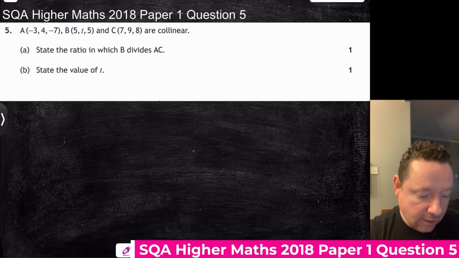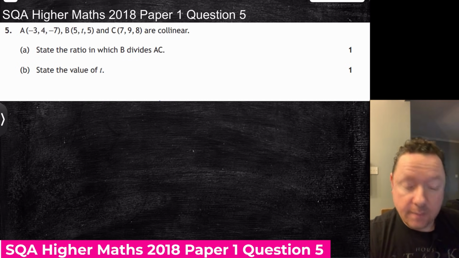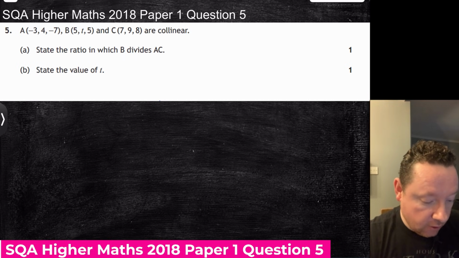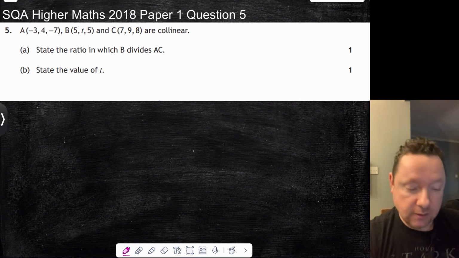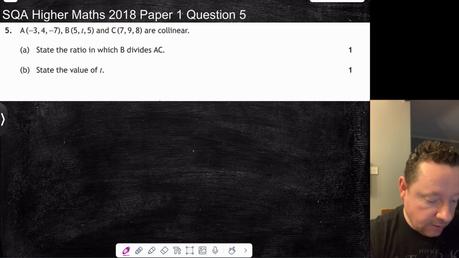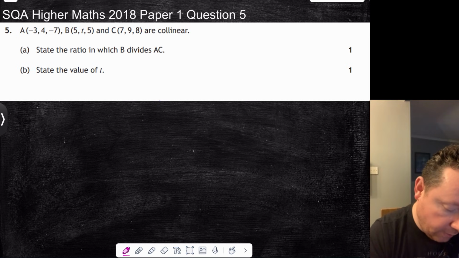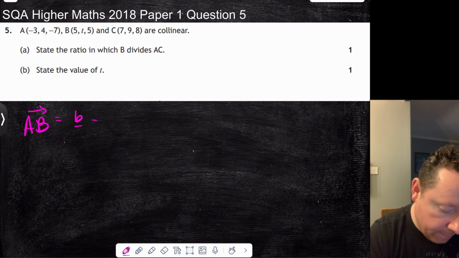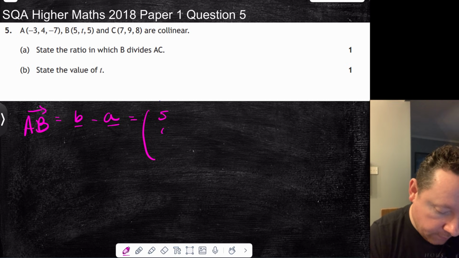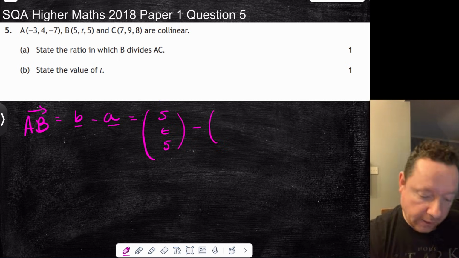And we're done there. SQA Higher Maths 2018 Paper 1 Question 5, Vectors and Collinearity. A, B and C are collinear. State the ratio B divides A to C. So if B divides A to C, we can find A to B and B to C and then compare them. So let's do A to B first. Remember, that's B minus A. So that is 5, t, 5 minus 3, 4, minus 7.